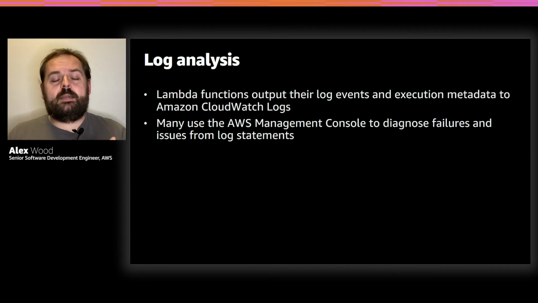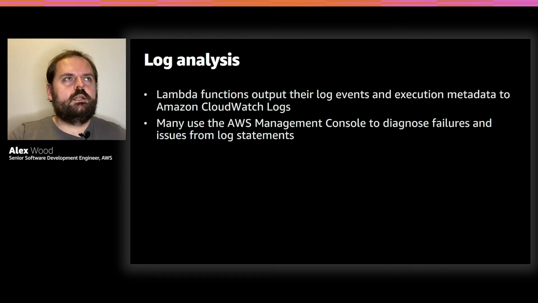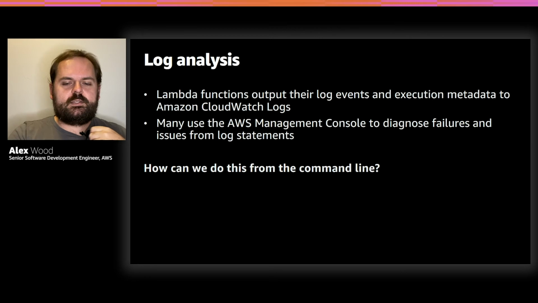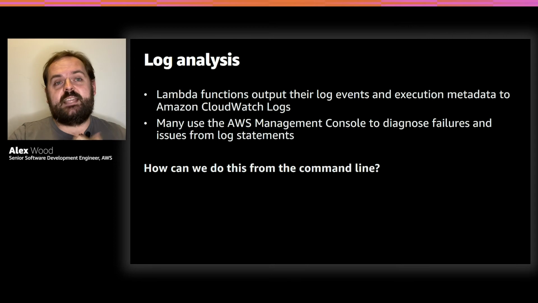And if you've deployed Lambda functions before and gotten an error that you couldn't understand, you're probably familiar with logging into the AWS Management Console to look at the logs that were generated and try to diagnose what happened with that iteration of your function, where the errors were occurring. Well, can we do this from the command line? Do we have to log into the console to see what is happening with our function, including in real time? And the answer to that is yes, we can do this from the command line.